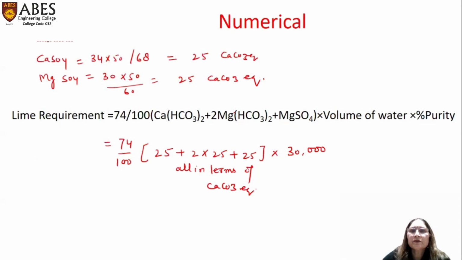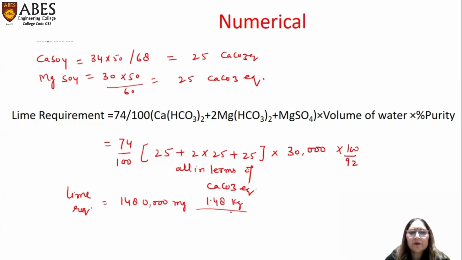Lime is 92% pure, so into 100 upon 92. Lime requirement is equal to 1480 milligram, and answer in kilogram is 1.48 kg. That is the lime requirement.